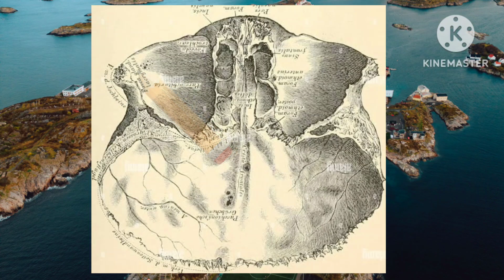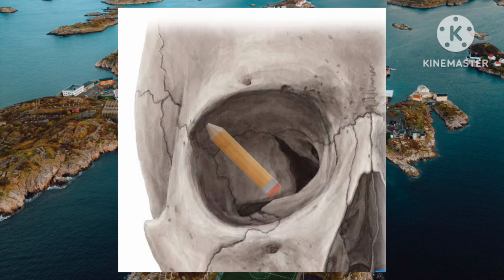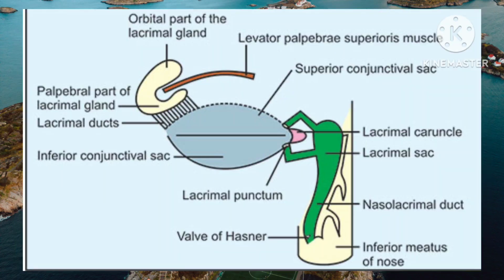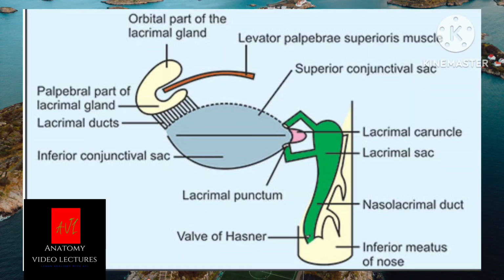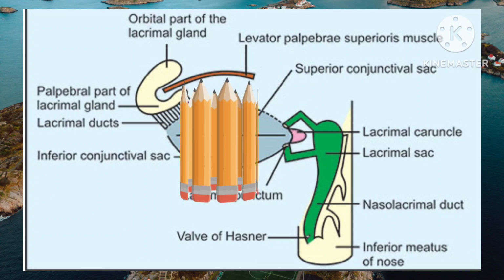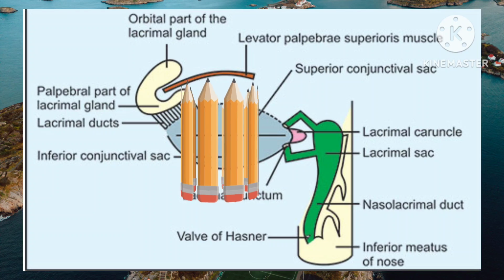The lacrimal gland is situated in the lacrimal fossa on the anterolateral part of the roof of the bony orbit and partially on the upper eyelid. Sometimes we can see small accessory lacrimal glands, called glands of Krause. The lacrimal gland is J-shaped and has a large orbital part and a small palpebral part. Both parts are separated or indented by the levator palpebrae superioris muscle.